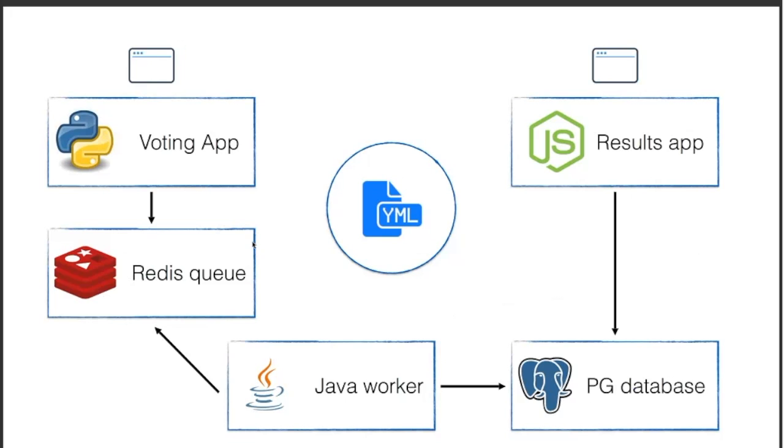In this demo, I'm going to use the voting app. It's an app we showed at DockerCon. You will see it's a very simple app. Basically, you have one part we call the voting app. It's a Python web app. When you do a vote, it's going to put it in a Redis queue. And we have a worker in Java that is going to get from the queue, process your vote, and put it in the Postgres database.